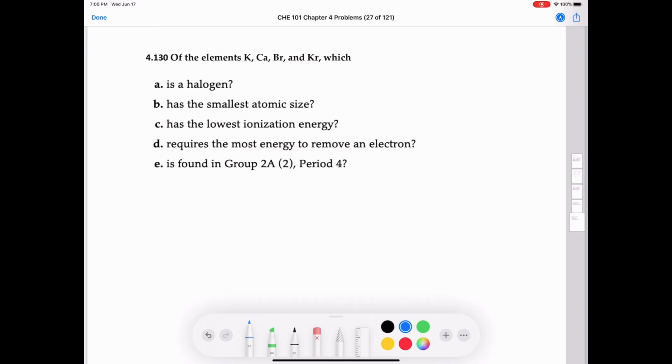This question is kind of a fun one. It's question 4.130. It says, of the elements potassium, so we've got potassium, calcium, bromine, and krypton, and I'm not listing them in any specific order here. It says, which one of these is a halogen? Well, the halogens are found in group 7A. They are fluorine, chlorine, bromine, and iodine. And so bromine is the halogen in this list.